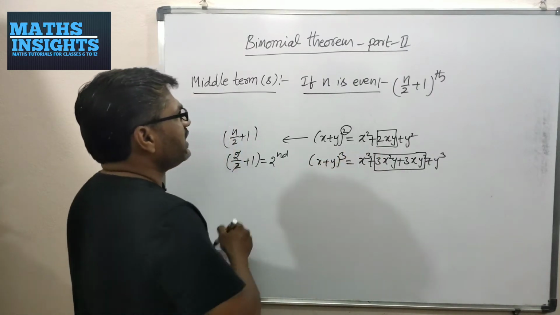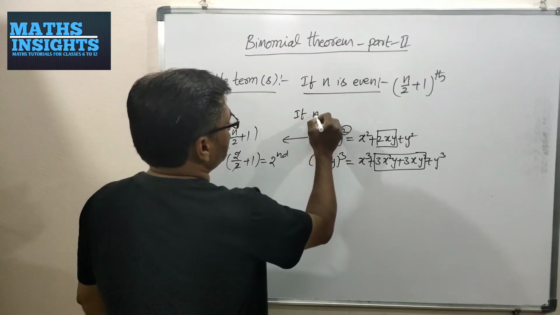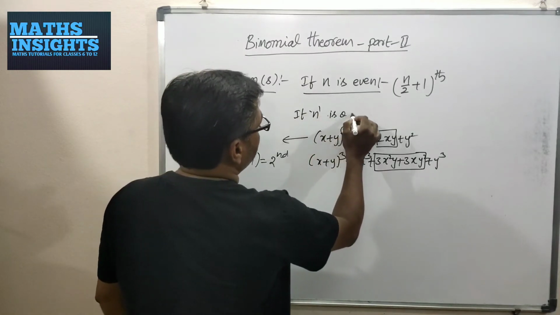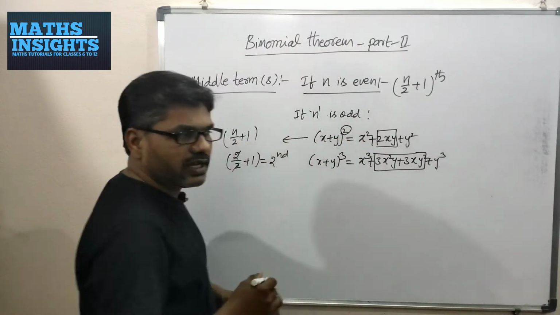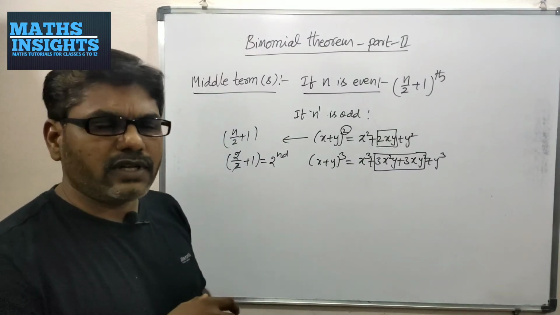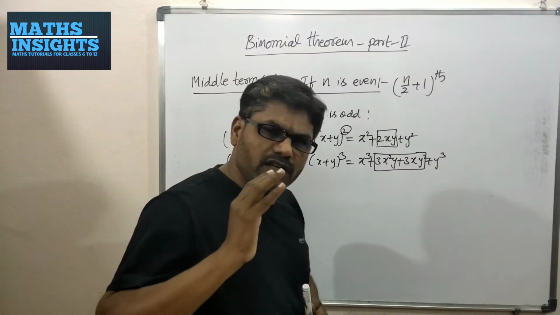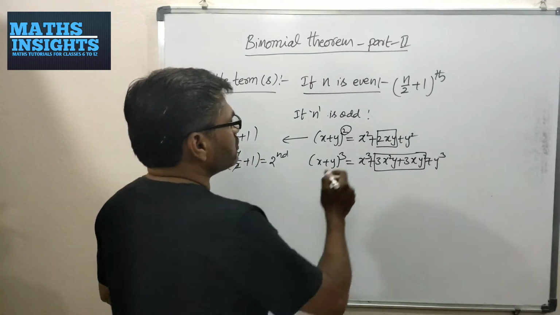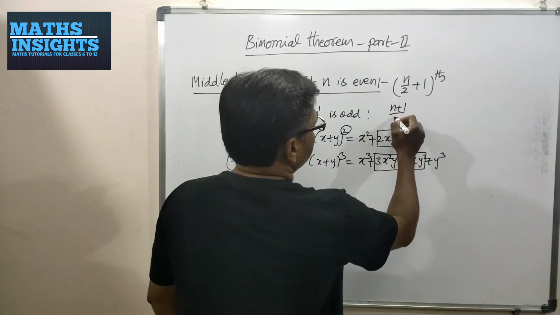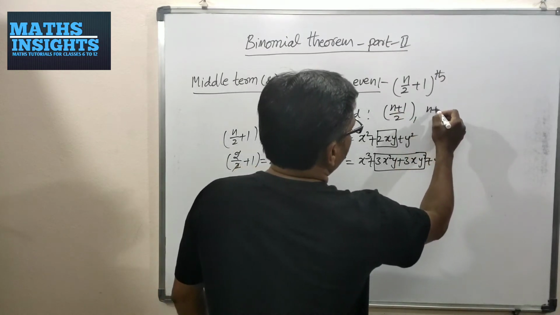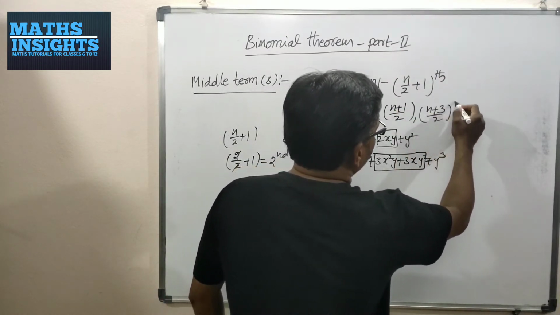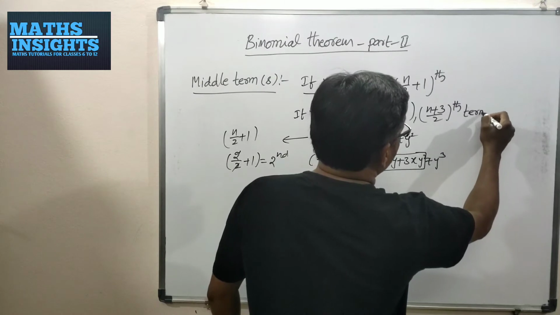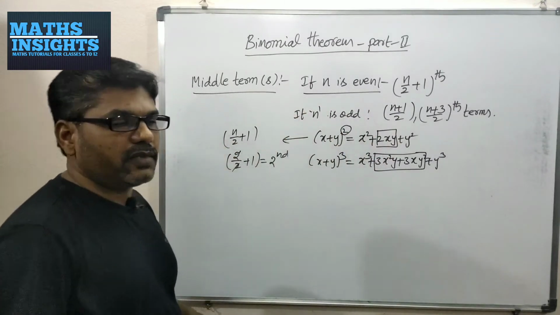When n is odd, you know what n is? n is the index of the binomial. Then there will be two middle terms. The (n plus 1) by 2 and (n plus 3) by 2 terms are the middle terms of the binomial.